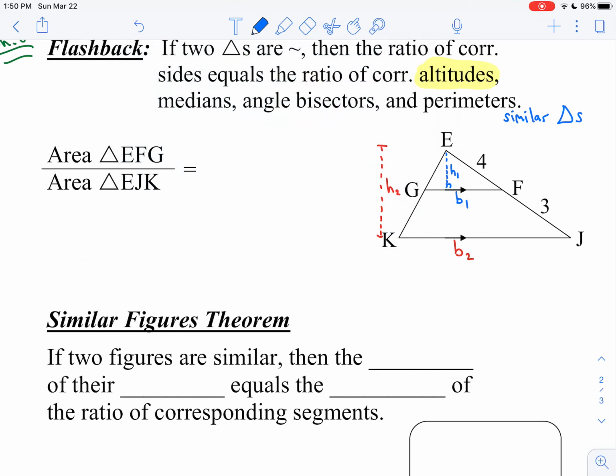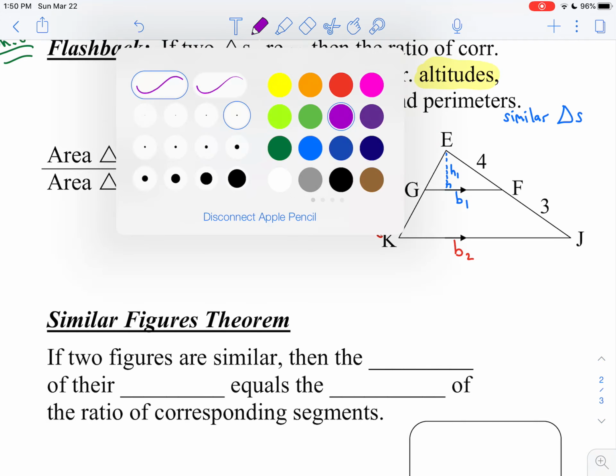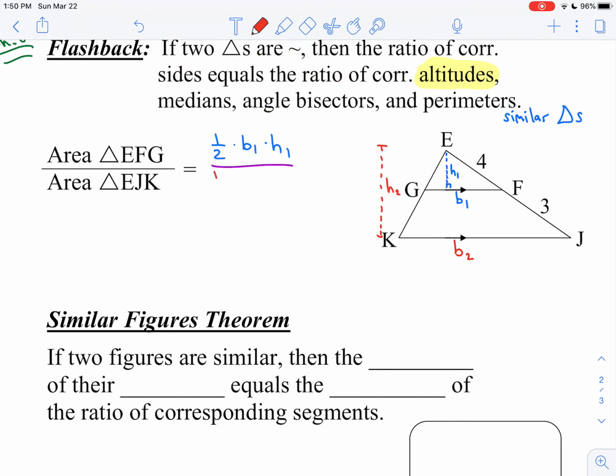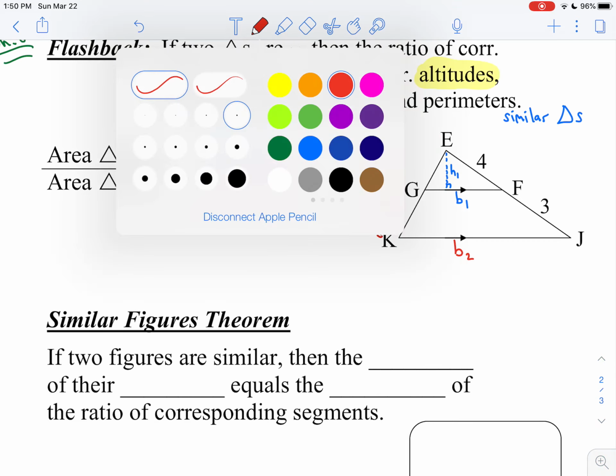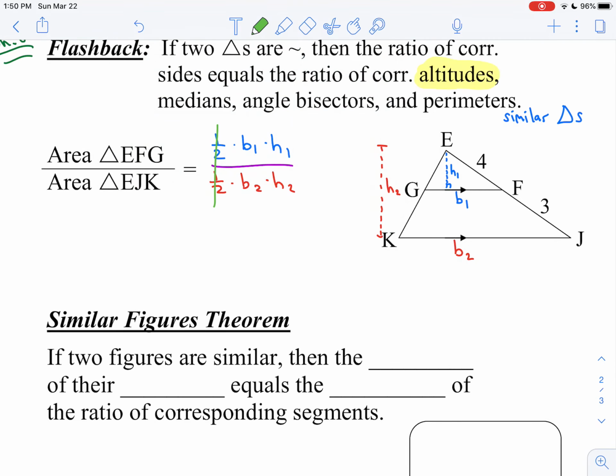So let's see if I can use my colors the right way. Triangle EFG would be 1/2 times its base times its height. And if I was going to do triangle EJK, where's my red? There's the red. That'll be 1/2 times its base times its height. So everyone out there can say, yeah, okay, 1/2 divided by 1/2 is 1. That's fine, but there's still not enough information. There's no way I'm going to get an answer to this.